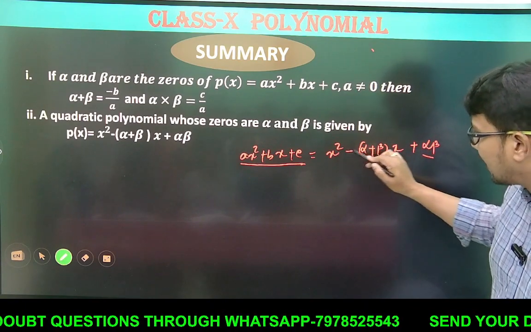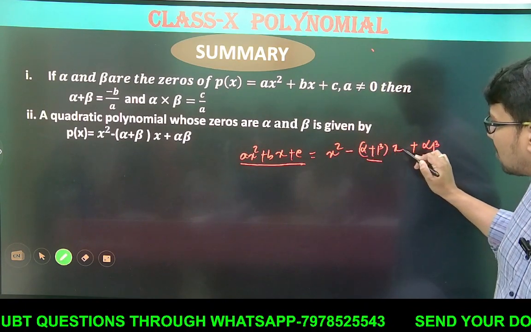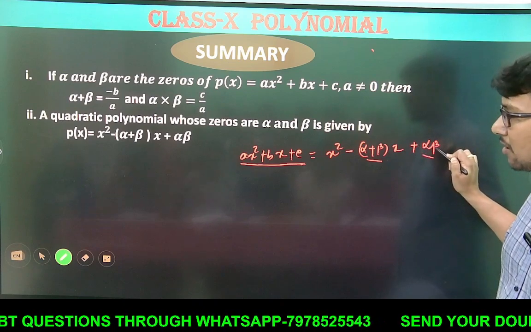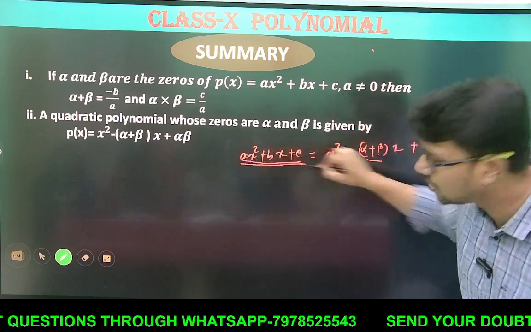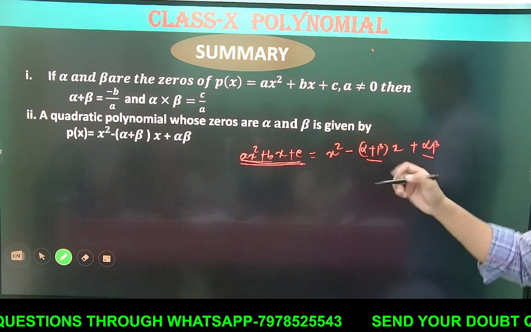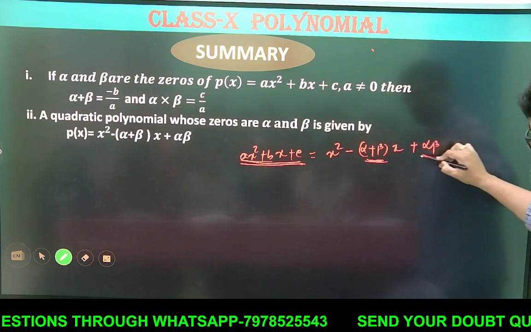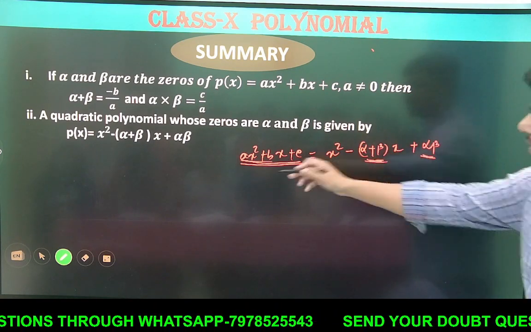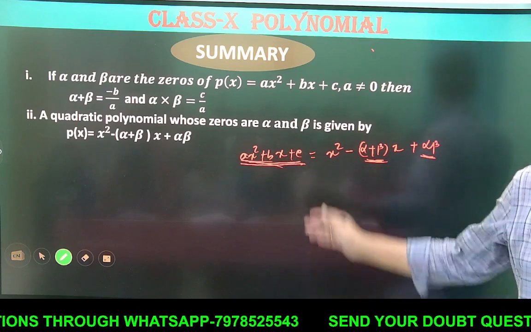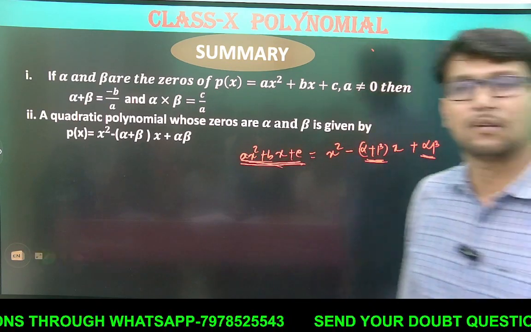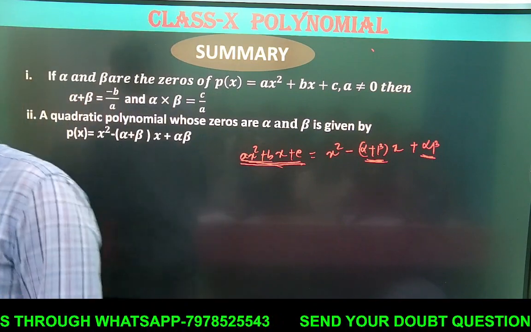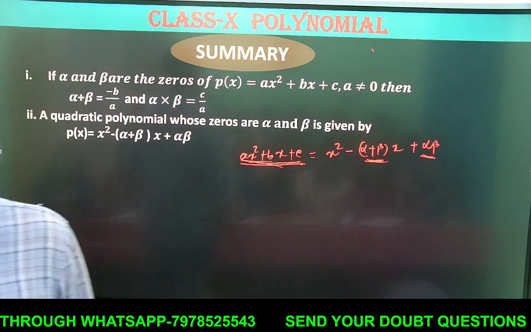So if we now write x square minus sum of zeros into x plus product of zeros, then we will get which one? Polynomial. This is it. If the sum of zeros and product of zeros are known, by replacing them we will get the polynomial. It came from there only. Understood? Everyone? Any doubt? Okay.